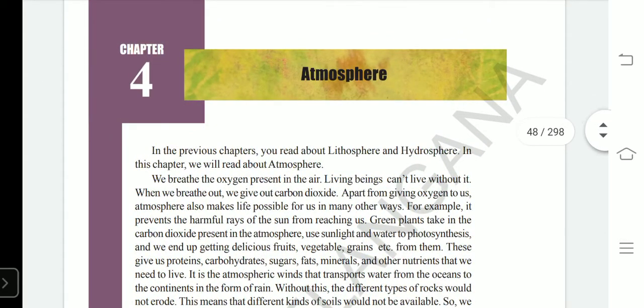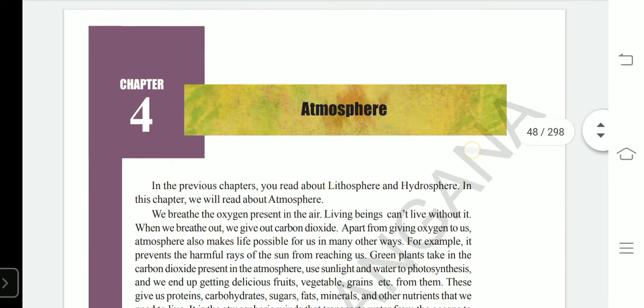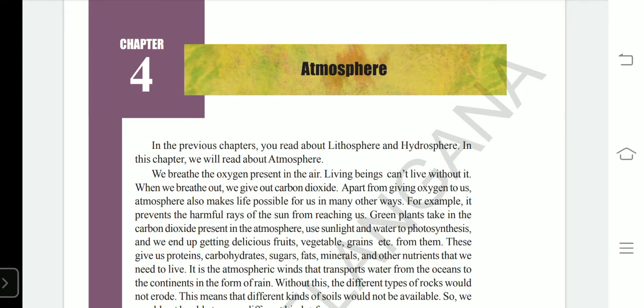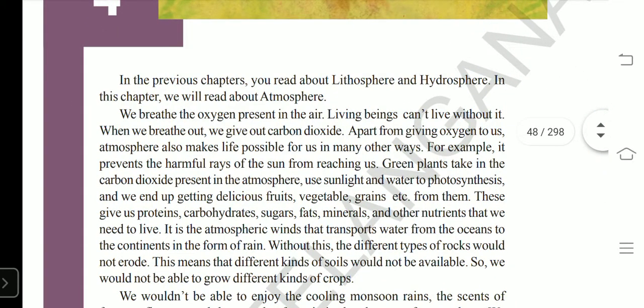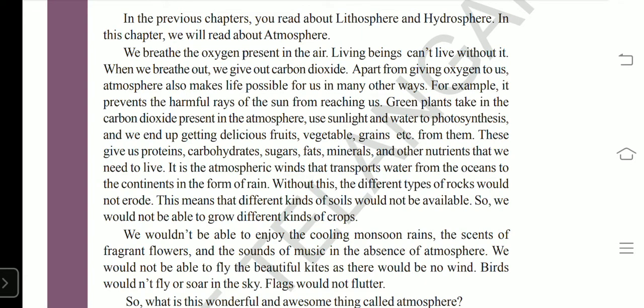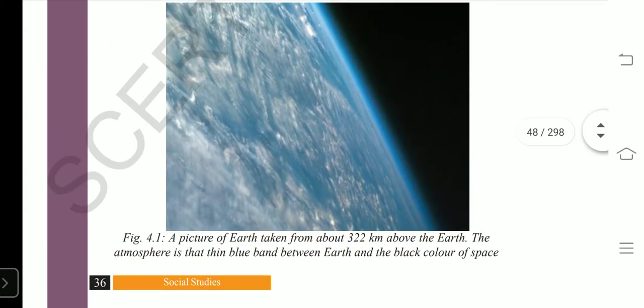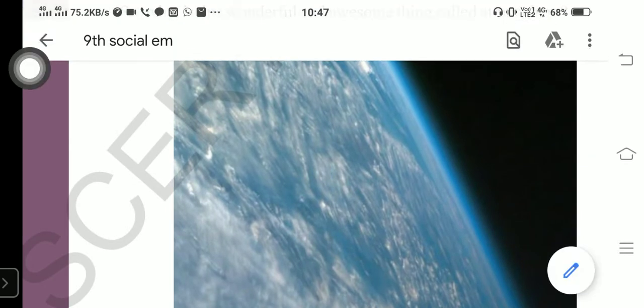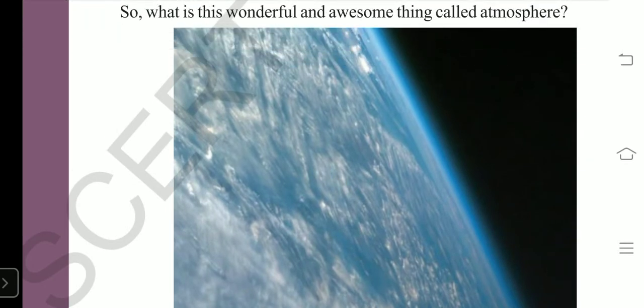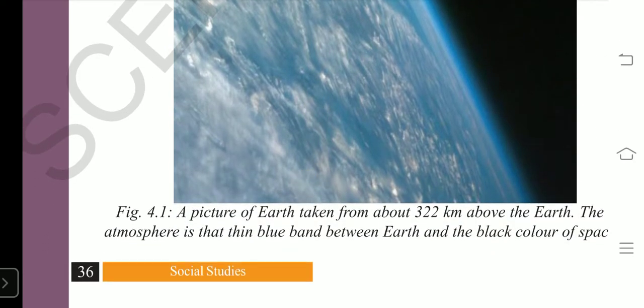There is another layer, that is, the four realms we discussed in the previous class. One is lithosphere, second hydrosphere, third biosphere, and fourth, atmosphere. So now we will see how atmosphere is useful for us. Atmosphere is a gas envelope. Dear students, look at this figure, figure 4.1, a picture of Earth taken from about 322 kilometers.